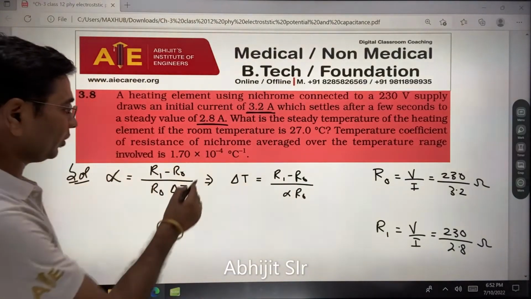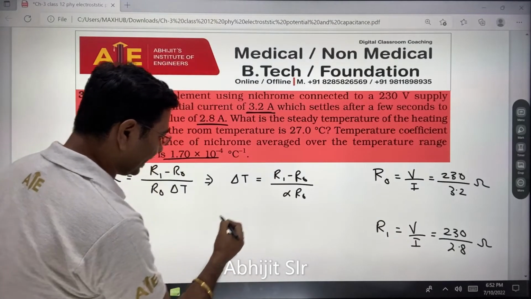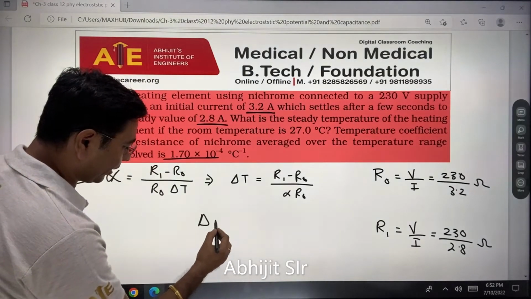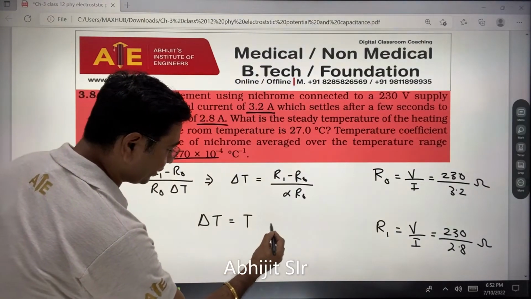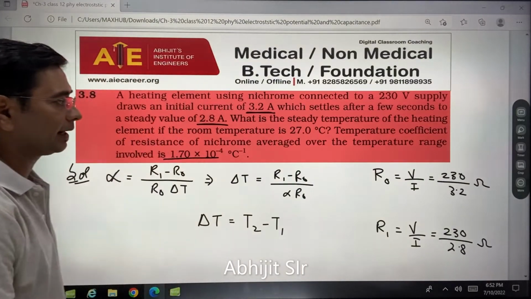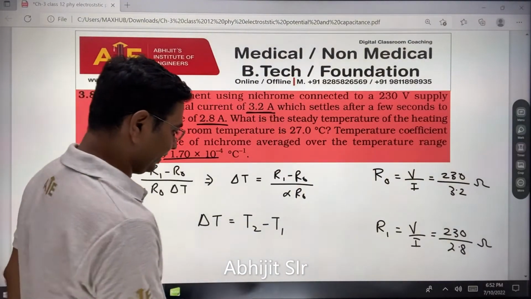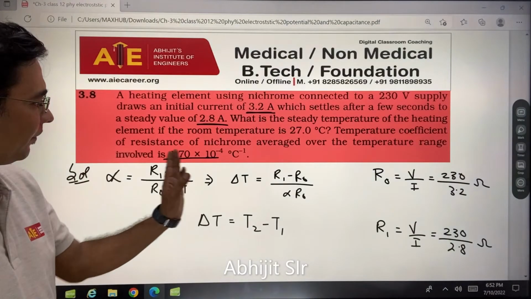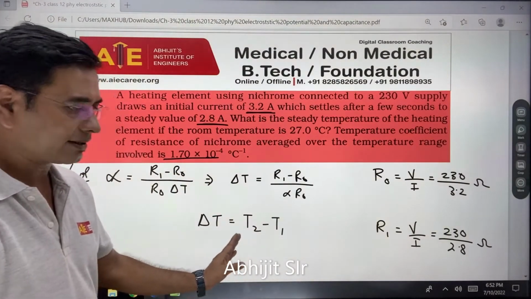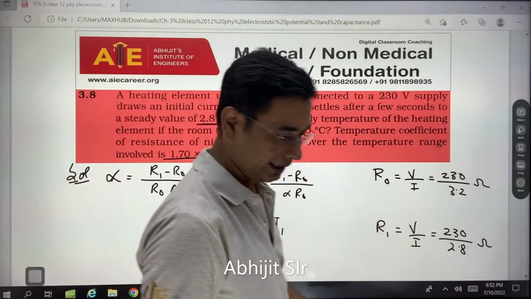Alpha is directly given to you. Just put it over there, you will get del T. And what is del T? T2 minus T1. Just put it over here, and this is 27, so you can put that 27 over here, in the previous one also it was 27. Put 27 in this and you can get your result.